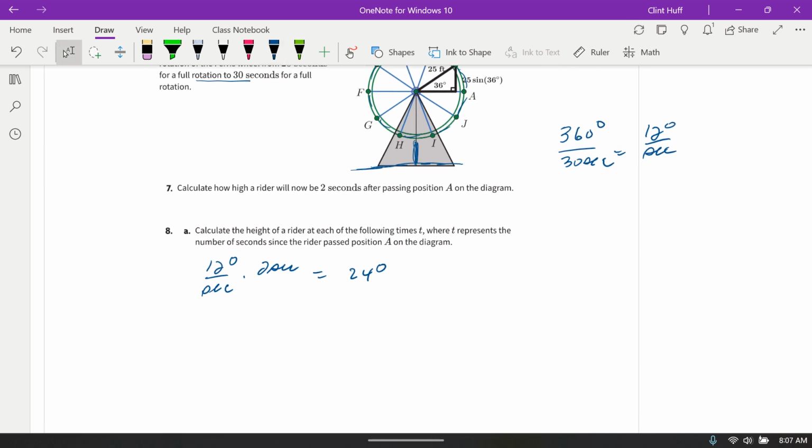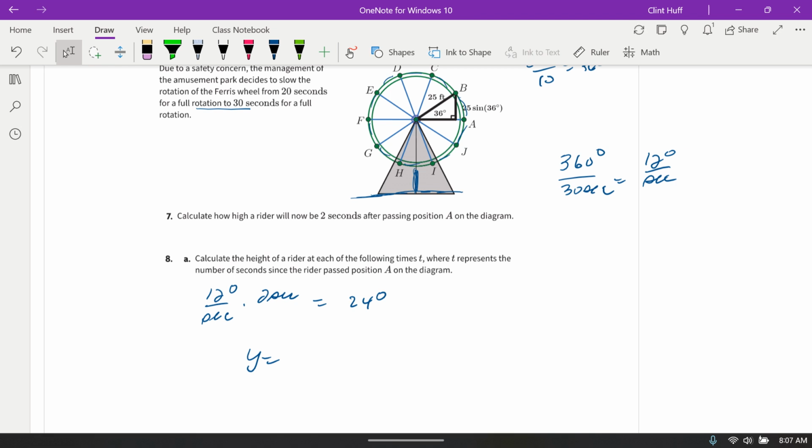And so my height is going to be y equals what? Now that little triangle there would be, not as it's pictured here, that's 36, it would come out sort of like that. And that little segment from here to here is going to be what? Think about that for a second. It's going to be 25 sine of 24 degrees, right?